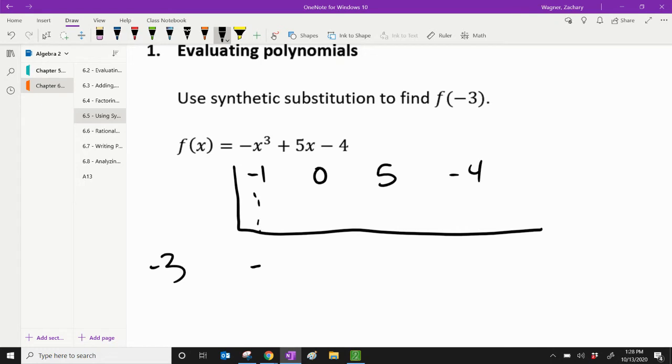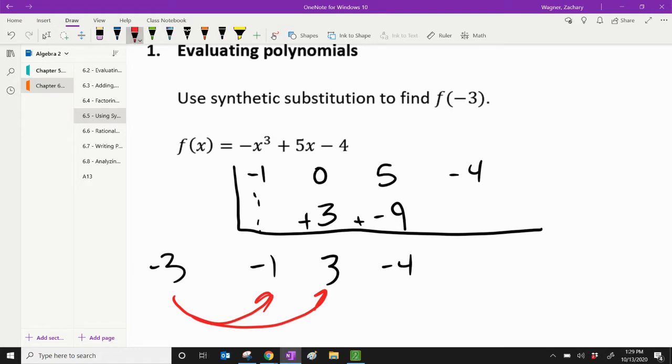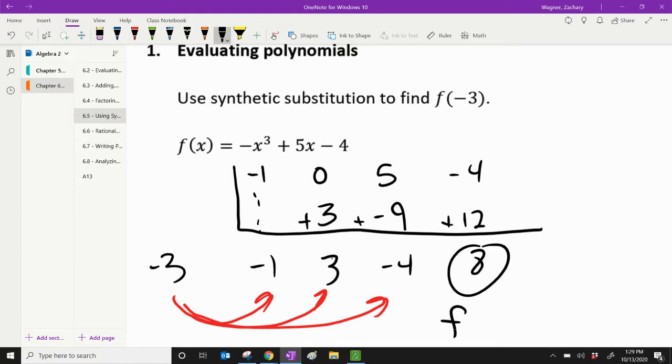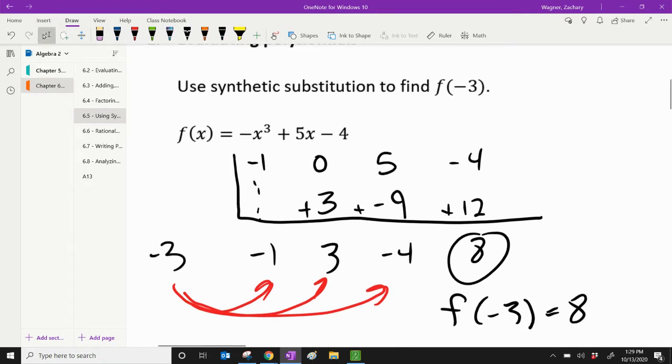Drop your negative 1. All of a sudden, negative 3 times negative 1 gives me positive 3. Add them up. Negative 3 times positive 3 equals negative 9. Add them up. And negative 3 times negative 4 equals positive 12. Add them up. Boom. That's my answer. If I plugged in f at negative 3, it would equal positive 8. Very nice. Let's move on.